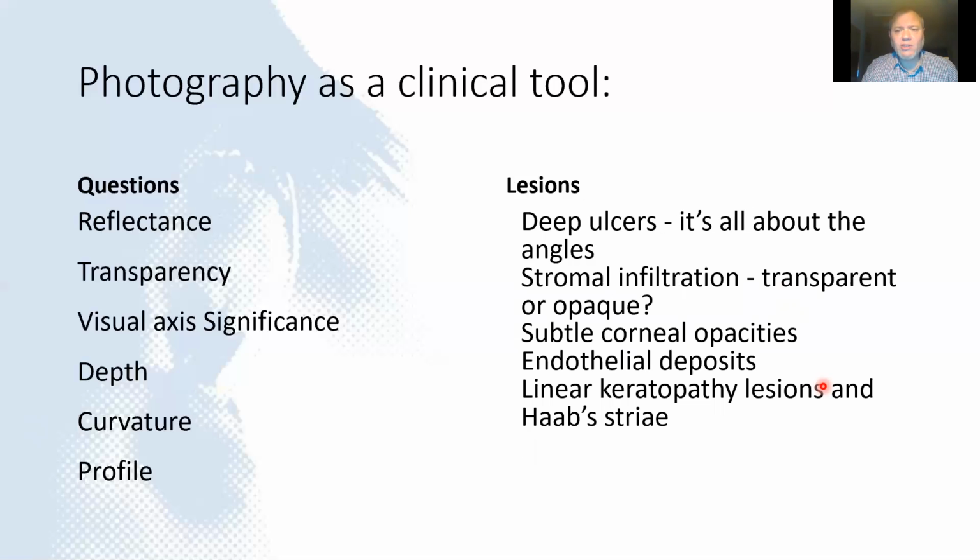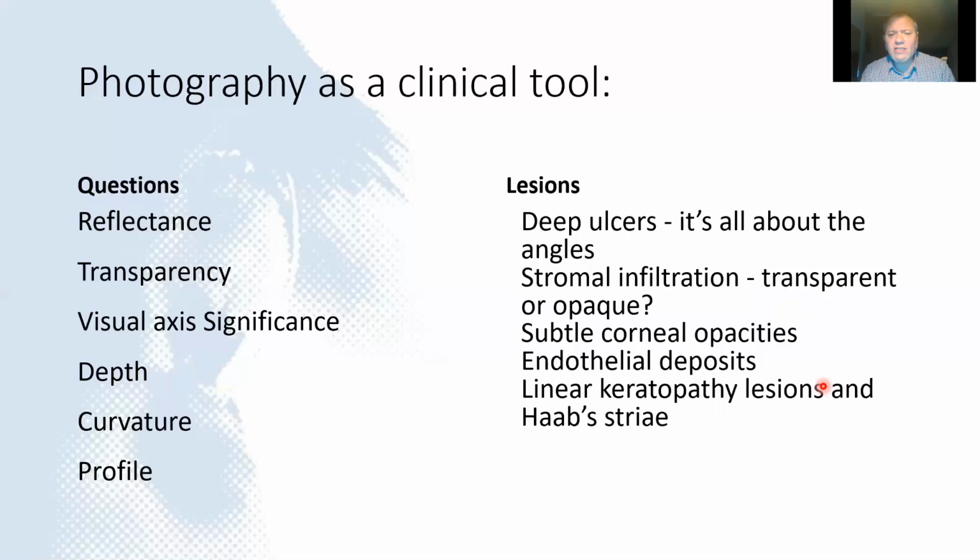So deep ulcers, it's all about getting a good angle, getting a nice oblique view of the cornea with our photographs, highlighting the lesion at the top of the curve of the cornea, and using that to estimate our depth. Then look for stromal infiltration, which is very important in deciding how serious corneal disease may or may not be. Knowing whether it's transparent or opaque is very important.